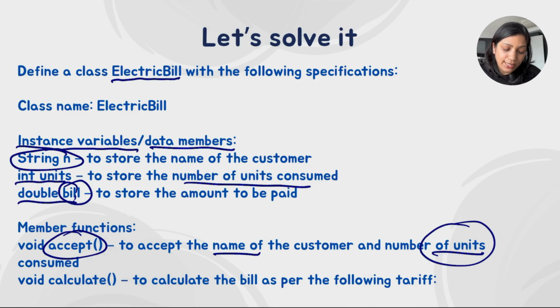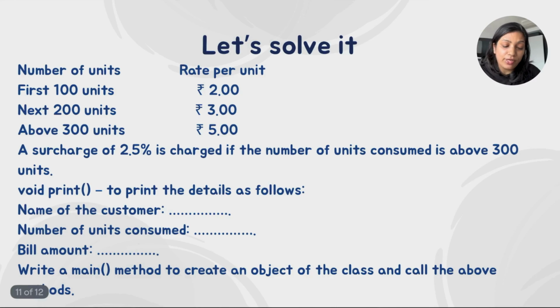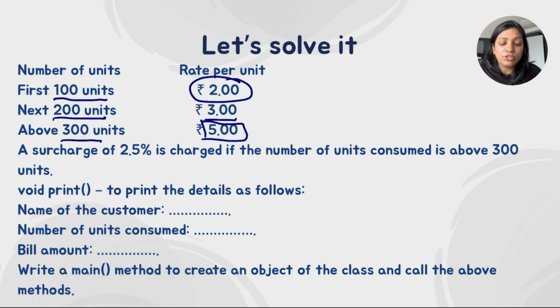We have to write an accept function which will accept only the name of the customer and the number of units, and based on these number of units we have to calculate the bill variable. Next we have to write a calculate function, and the tariff is calculated as per the following information. For the first 100 units we will be having ₹2 per unit. For the next 200 units 3 rupees, and above 300 units we will be having 5 rupees charged per unit. Also note that a surcharge of 2.5% is charged if the number of units consumed are above 300 units.